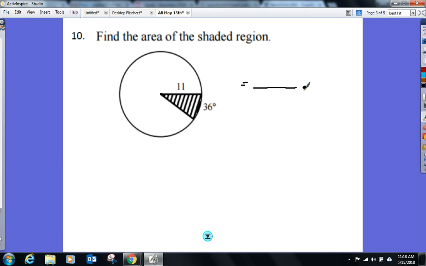Okay, stop right there. What's the measure? 36 degrees over. Yep, times. And R value here, radius, 11 squared. There we go. Measure of the arc over 360 times pi r squared.